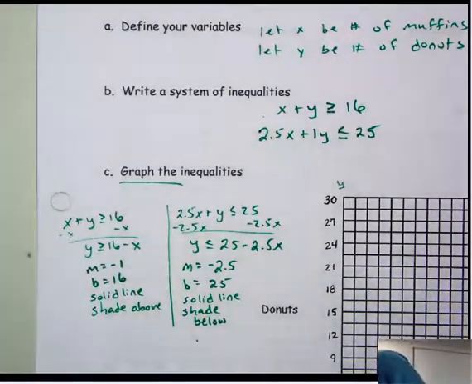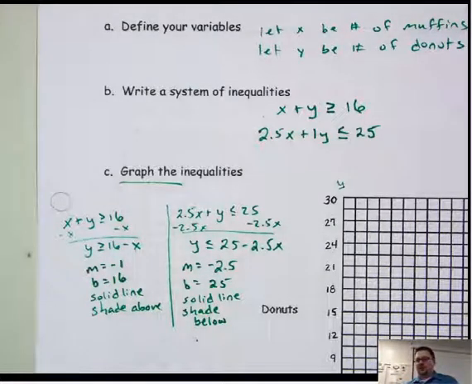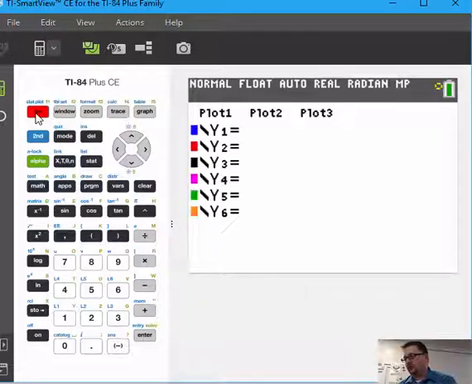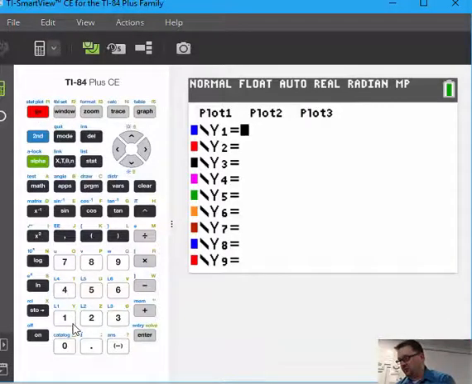Now, typically speaking, one of the harder things to do with this is actually get the points for the graph. Noticing, of course, that on this graph, the scales are not all going by ones, which makes things a little bit trickier. So what I'm actually going to do is slide over to my graphing calculator, and I'm going to put these functions into the calculator so I can get some points. So I'm going to go to y equals, and let's type in the first equation, which is 16 minus x.